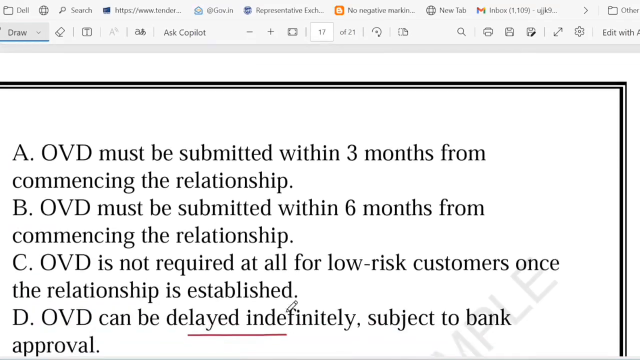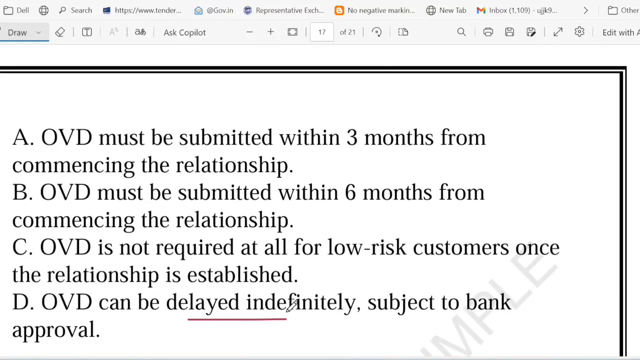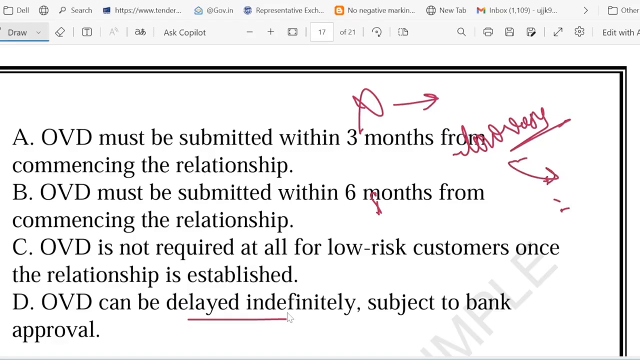So let's look at option A. It says within 3 months. What do you think about 3 months? No, this is incorrect. It looks tempting because 3 months is a common timeline in some compliance areas. But the rule is not 3 months. What about 6 months? The rule is that if the customer is of low risk, like a salaried person opening a savings account, or someone with a small balance account, the bank can open the account immediately, right? But the customer must submit their OVD within 6 months.